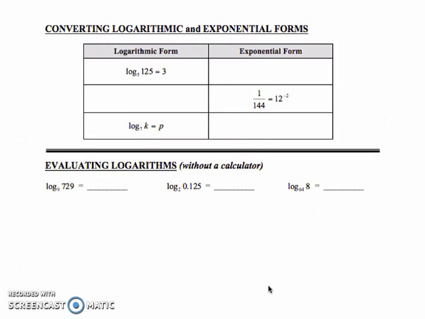Okay, so the first thing we're going to do is just a little review practice of changing form, because this is a critical skill that you need when you're working with exponents and logs, to be able to go back and forth from form to form.